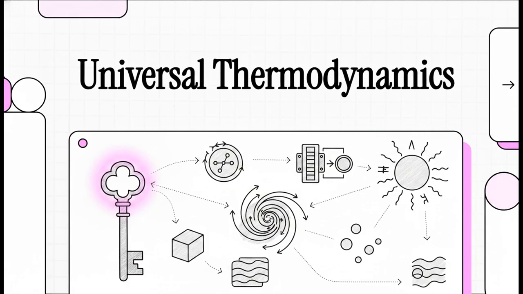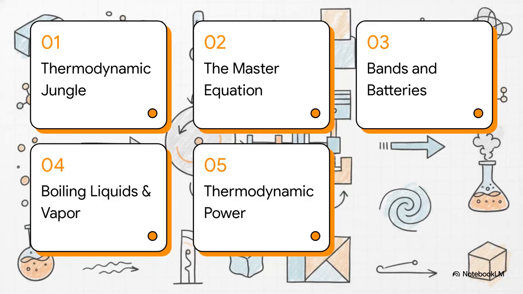It's elegant, it's incredibly powerful, and by the end of this explainer, you're going to see the physical world in a completely different light. To get us there, we've got a pretty straightforward roadmap today. First, we're going to brave the thermodynamic jungle. Second, we'll forge our master equation. Third, we'll apply it to rubber bands and batteries. Fourth, boiling liquids and vapor. And finally, we'll look at the sheer power of thermodynamics.